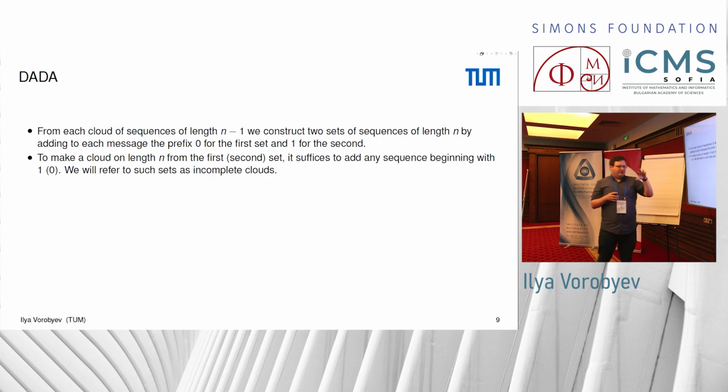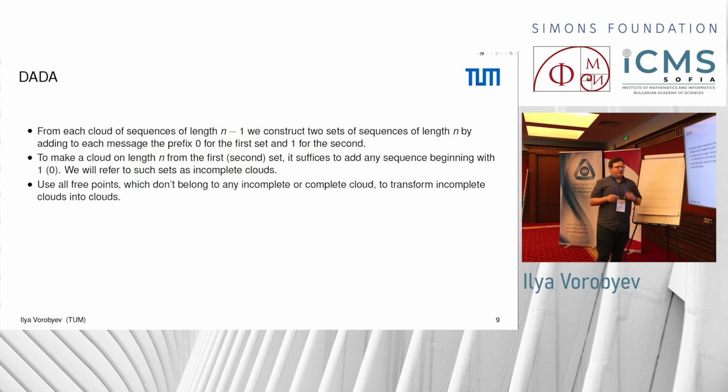Yeah, and these new sets are not really clouds, they don't work, because if we have an error at the first symbol, we have a problem. If we have an error in this first symbol, we can obtain some sequence which is not in the set. And that's why we call them incomplete clouds. But to fix it, we just need to add one more sequence to each cloud. If we added 0 as a prefix, we need to add an arbitrary sequence which starts with 1 to fix this incomplete cloud and make it a normal cloud.